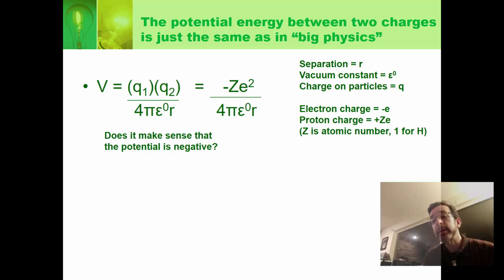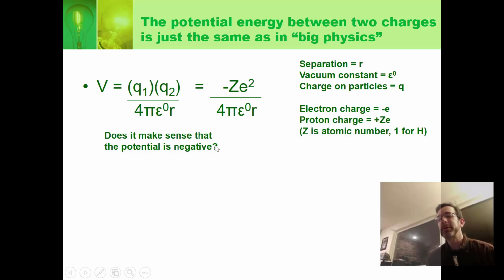Remember that a lower V is a more stable situation, and if you have opposite charges, you're going to have plus E times minus E. I'm already too tired to say this exactly right.